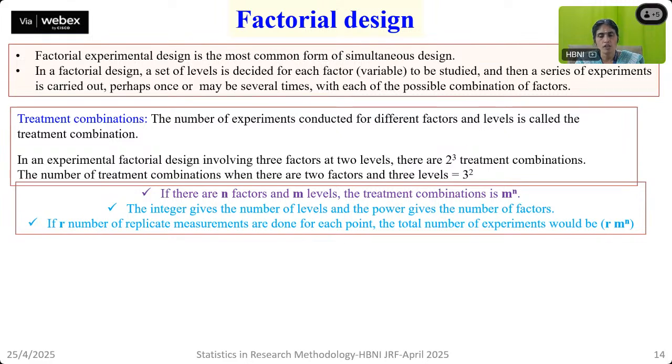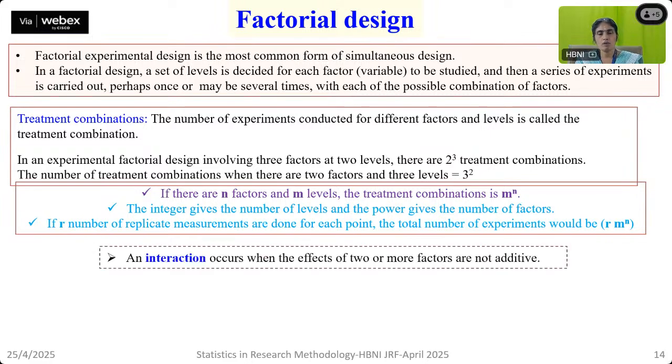And if we are doing each of these treatment combinations repeatedly, the number of repeated measurements times this value will be the total number of experiments to be carried out. So if we are doing R replicate measurements, it is R into m to the power n, where R represents the number of replicate measurements, m is the number of levels, and n is the number of factors. That many experiments one has to do practically in order to analyze the data meaningfully.